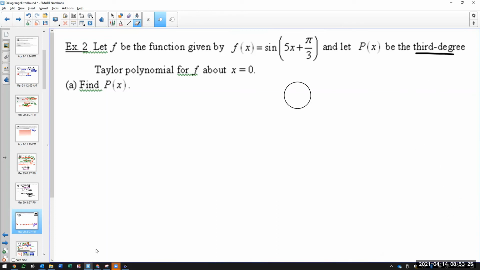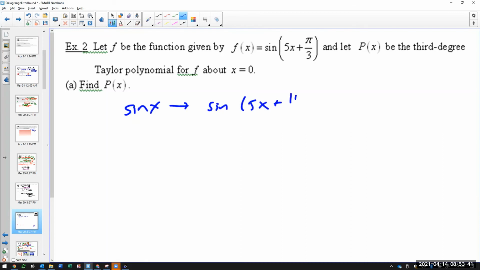Okay. All right, so let's look at this polynomial here. We want to write a polynomial of this function. Do you see, I know the Maclaurin series for sine x, but I'm moving from sine x to sine 5x plus pi over 3. What is that shift? What is that functional shift? Okay, left by pi over 3.